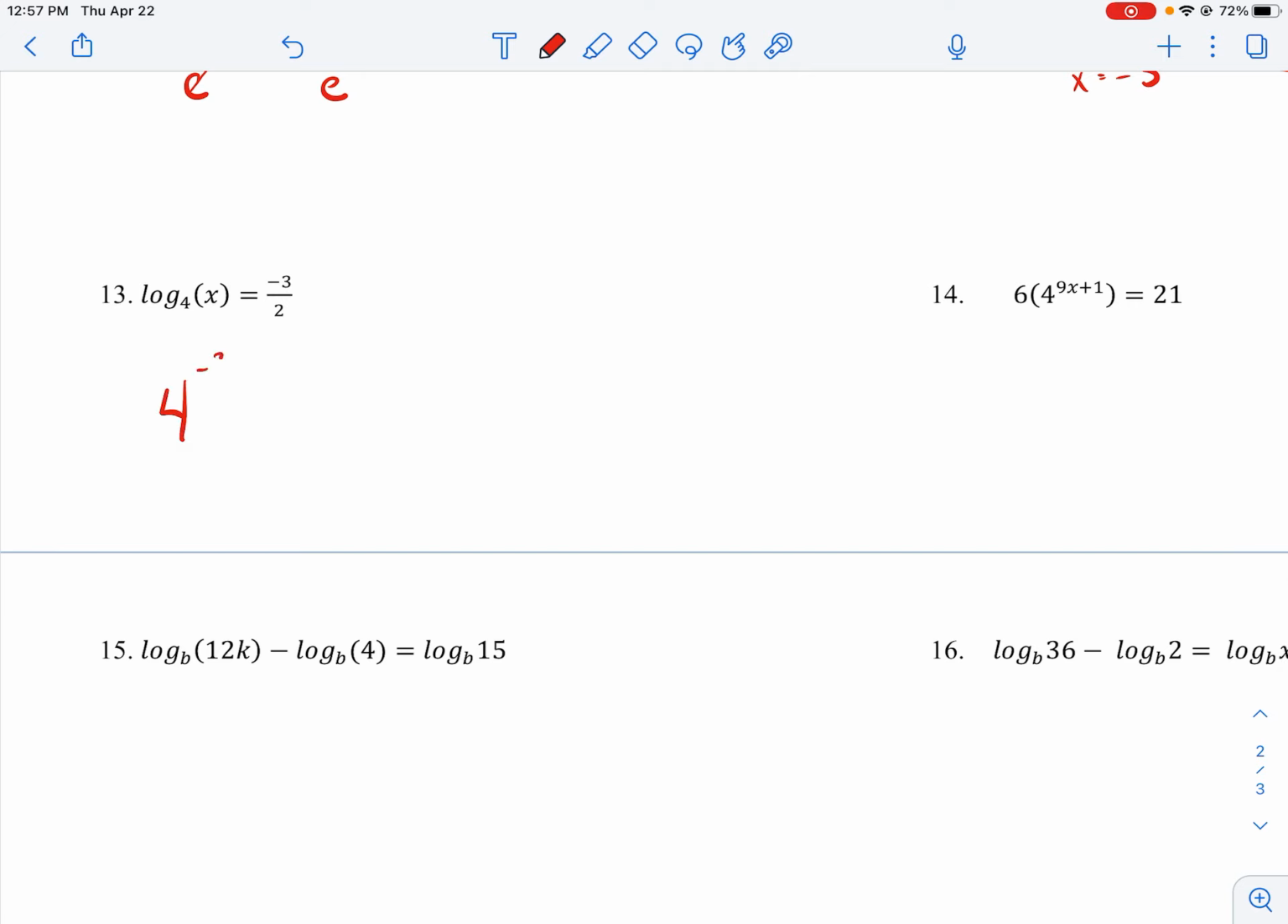Okay, 13. All right, let's convert it into an exponential function. So 4 to the negative 3 halves is equal to x. So 4 raised to the negative 3 halves. X is equal to 0.125.